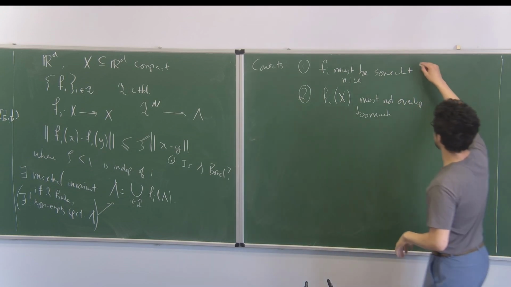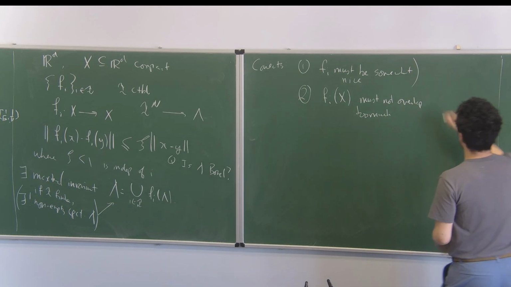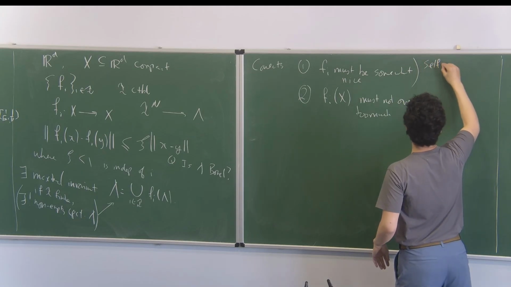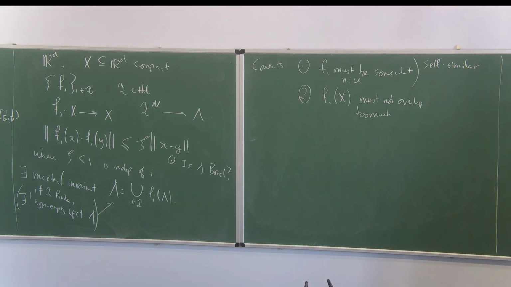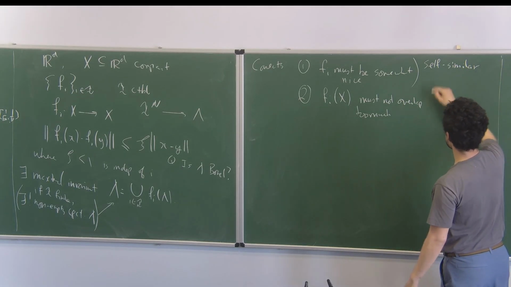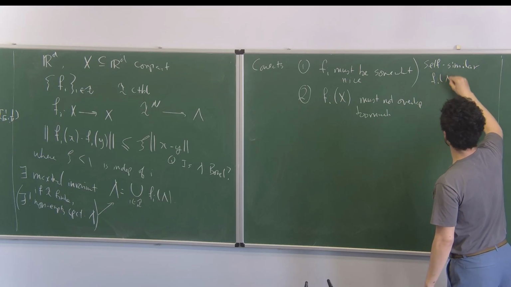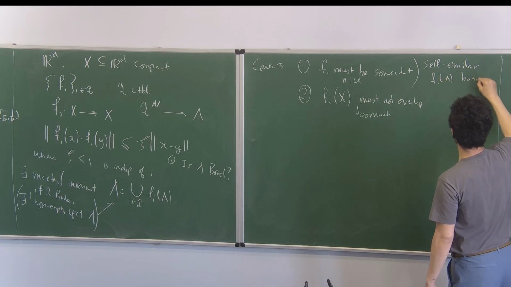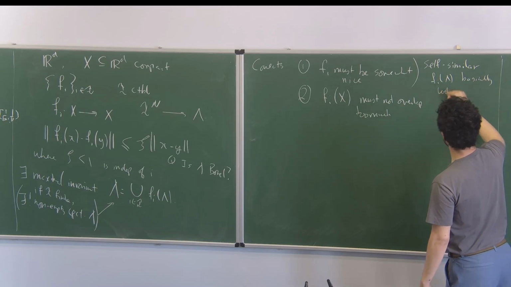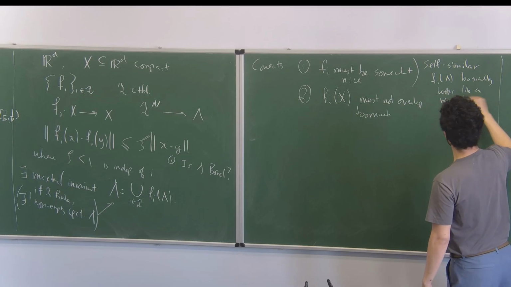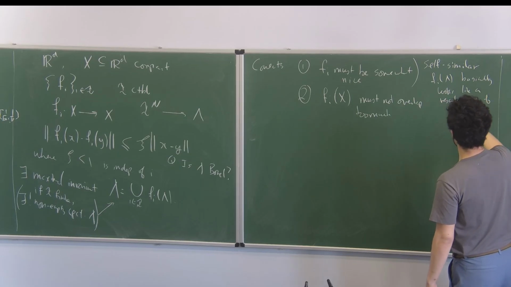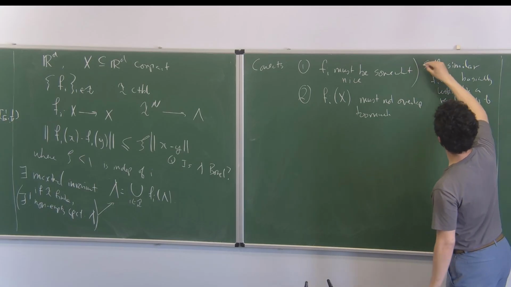And here, somewhat nice means essentially self-similar. What self-similar means is that the image, f sub i of lambda, basically looks like lambda, like a rescaled copy of lambda. That's what this assumption means.